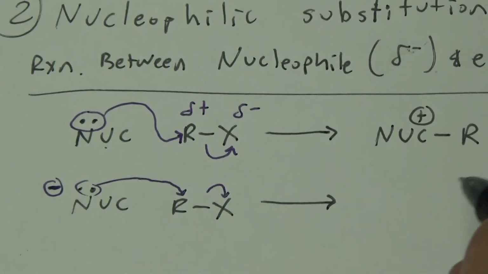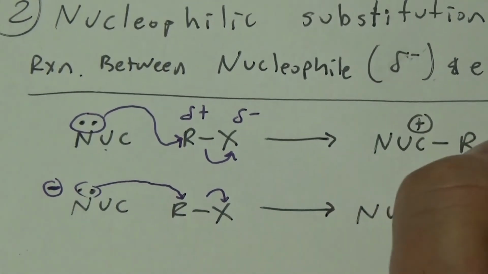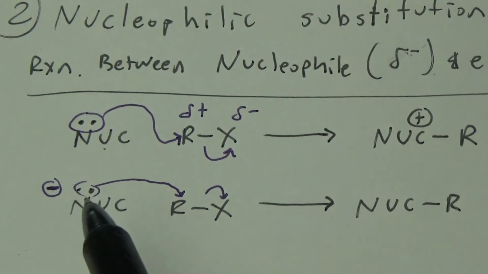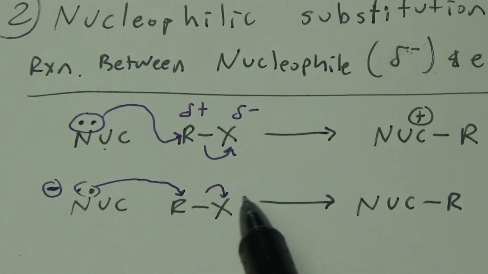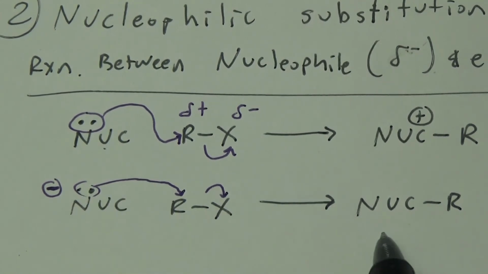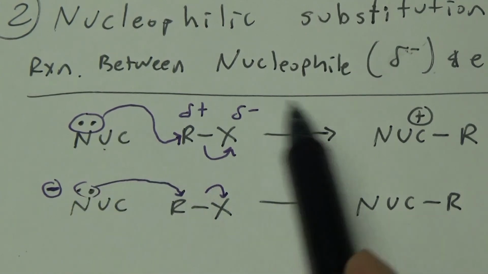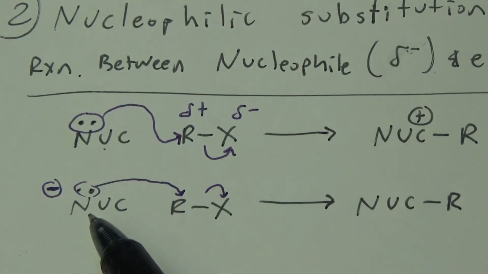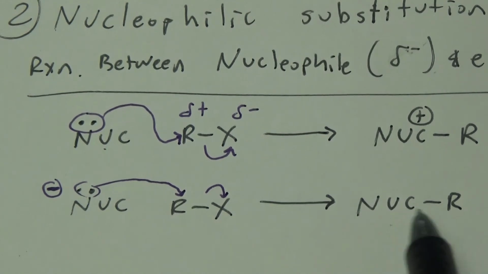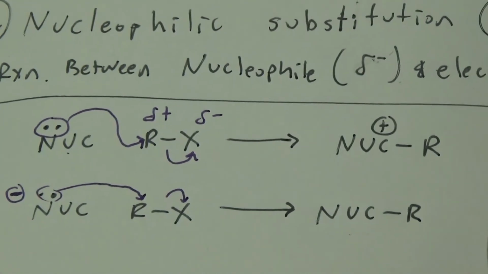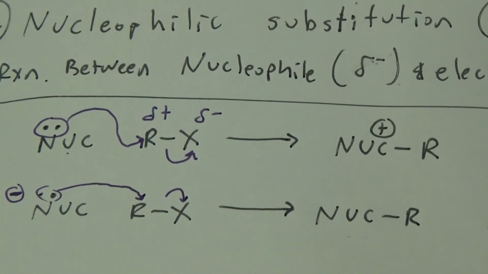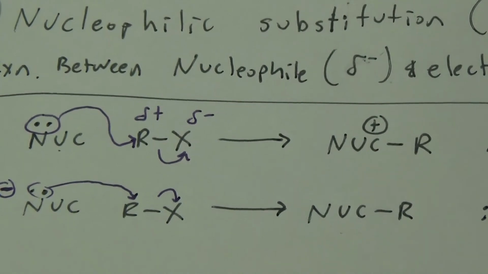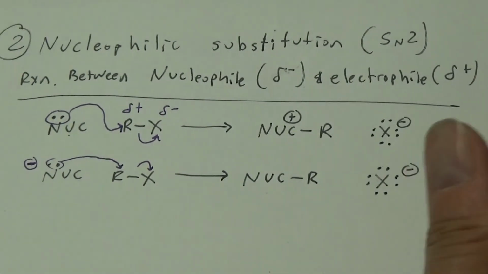Now what's the charge of the product? Because now you also have nuke R. But if the nucleophile was negative initially and it loses its negativity by the lone pair attacking and making a bond, what's the charge now? Here is neutral, it became positive. Here is negative and it becomes neutral. So now nuke R is neutral. And then we also got this thing. X has been displaced, and now it's negative.